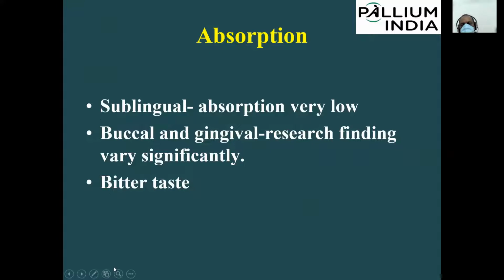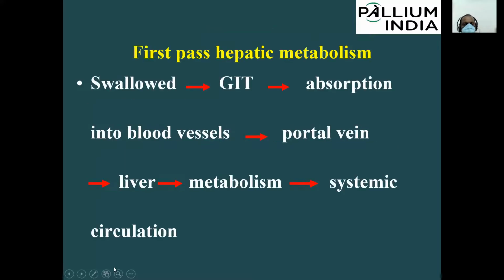Morphine should not be given sublingually, buccally, or gingivally because it is not absorbed or the absorption is very, very slow through these routes. So it is not advisable to administer morphine through sublingual, buccal, or gingival routes. And if you powder the morphine, it also has a bitter taste. So remember to sweeten it with some juice or something if you powder the tablet and give it to patients.